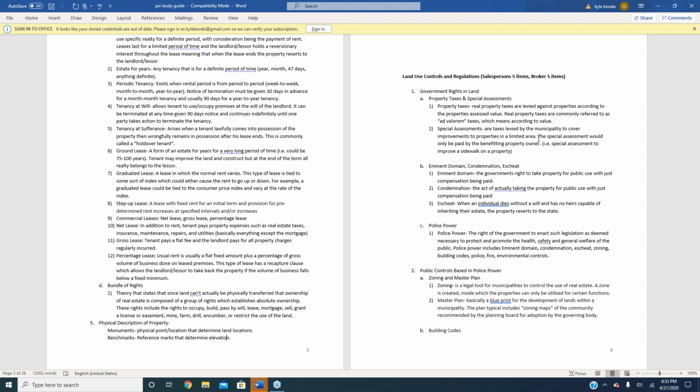client. All right. Next here, land use controls and regulations. So government rights and land, starting with property taxes here. So property taxes, number one, what do they pay for? They pay for the majority of local services. So if they ask you like, what would pay for the majority of local services?